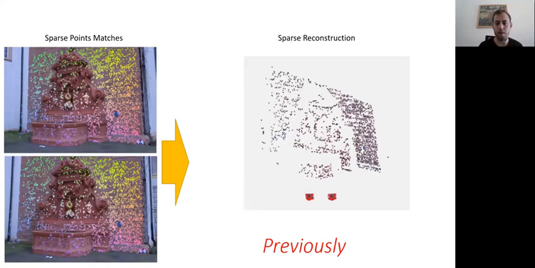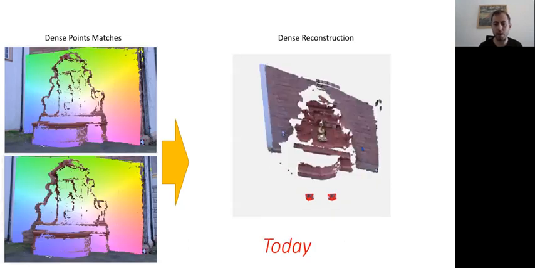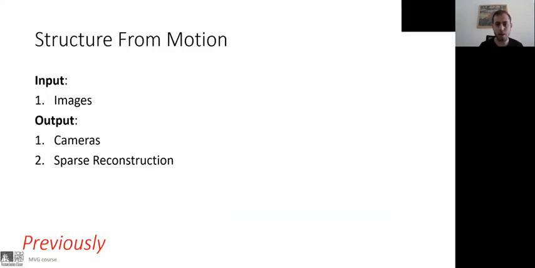So just to put this in the global context of this course, before we had sparse point matches from SIFT, for example, and we were able to get the two cameras and to have a sparse reconstruction as a result. But today, what we want to achieve is to have a dense reconstruction, which requires dense point matches.